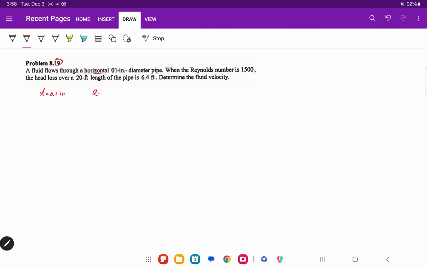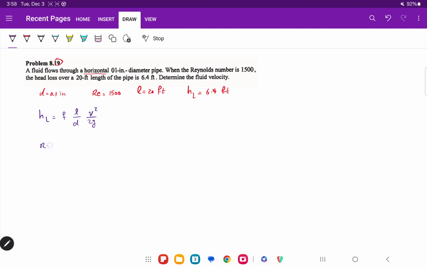We know the Reynolds number, which is 1500. When the Reynolds number is 1500, the head loss over a 20 feet length, so L is 20 feet, we know the head loss, HL equals 6.4 feet. Determine the fluid velocity. It's so easy. As you know, HL equals F L over D times V square over 2G. We should find F first and velocity.